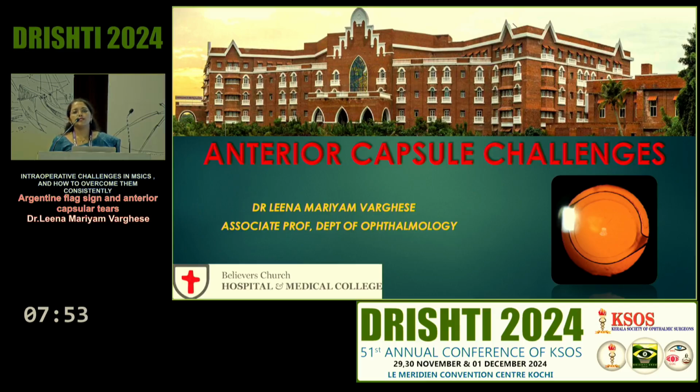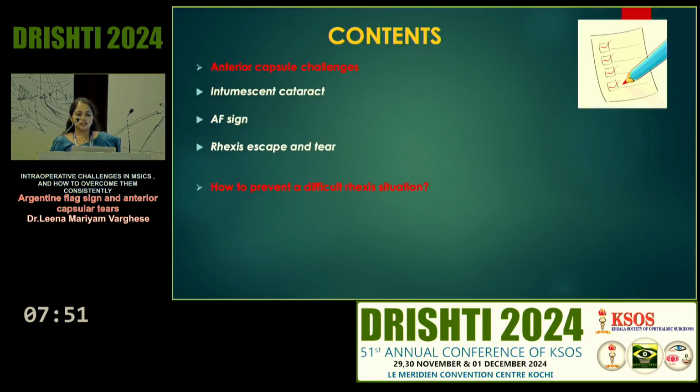So I'll be talking about anterior capsule challenges. The main ones I'll be dealing with are capsulotomy in an intumescent cataract, what to do to prevent the AF sign and when it occurs, what to do in case of a rhexis escape or tear, and also how to prevent difficult rhexis situations.